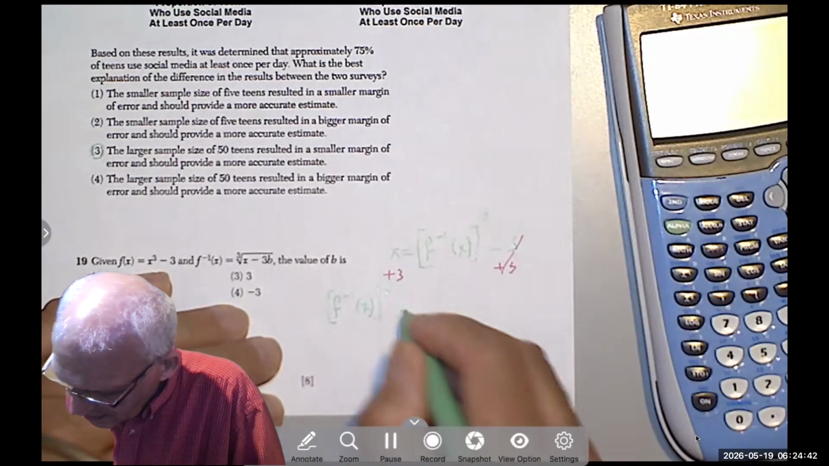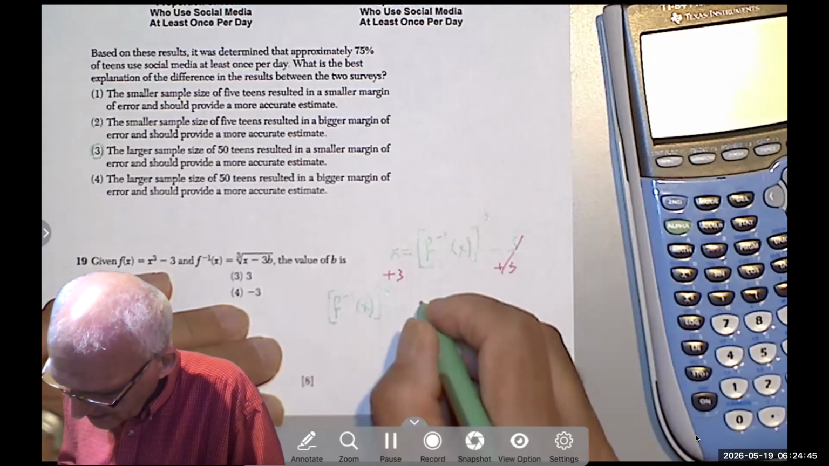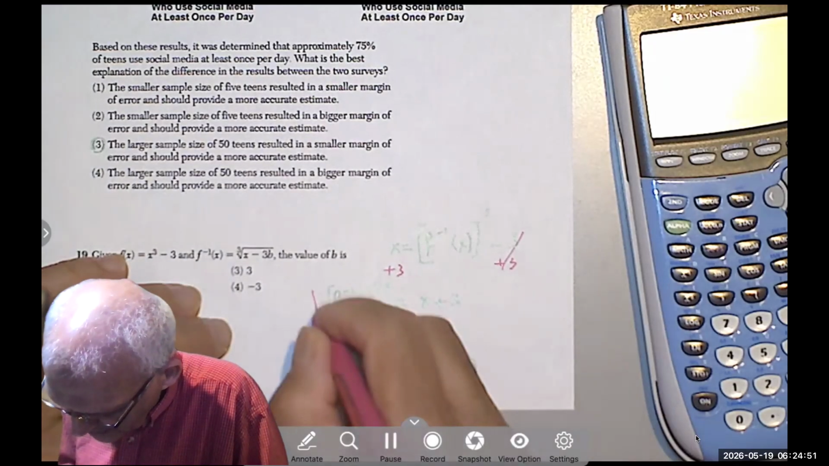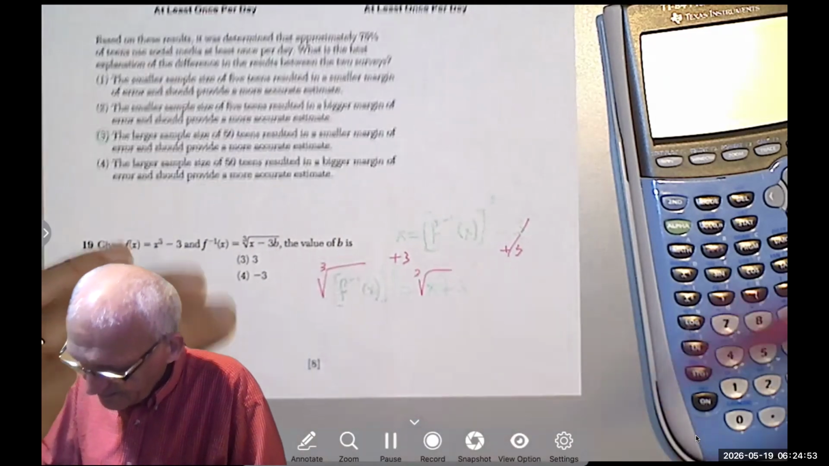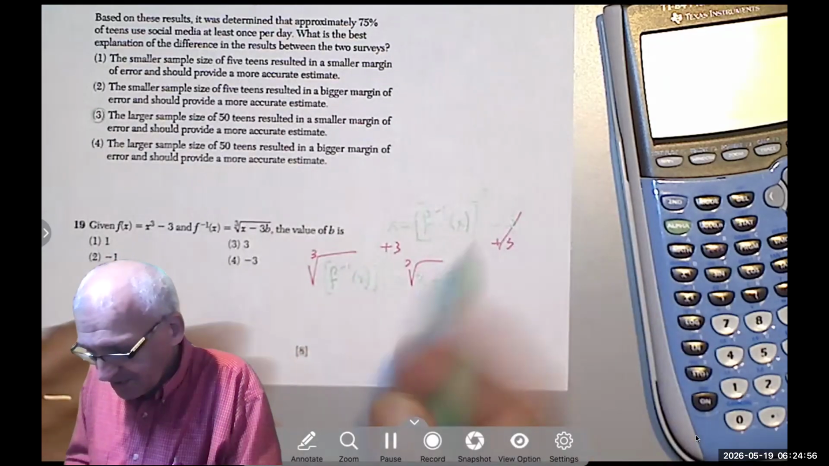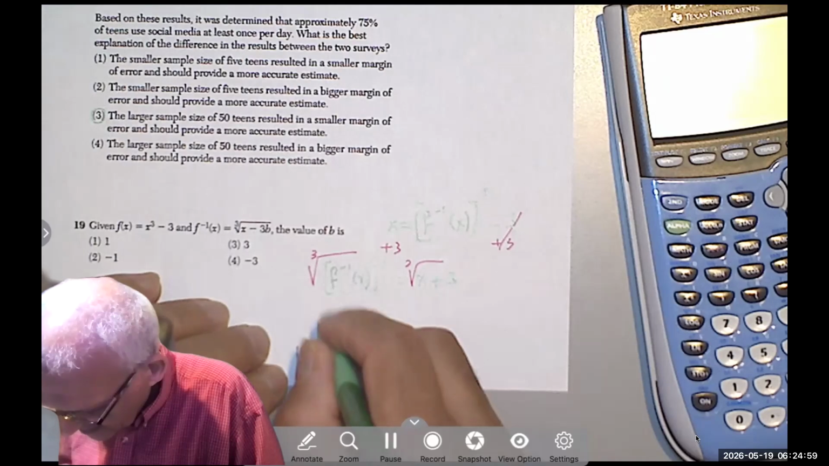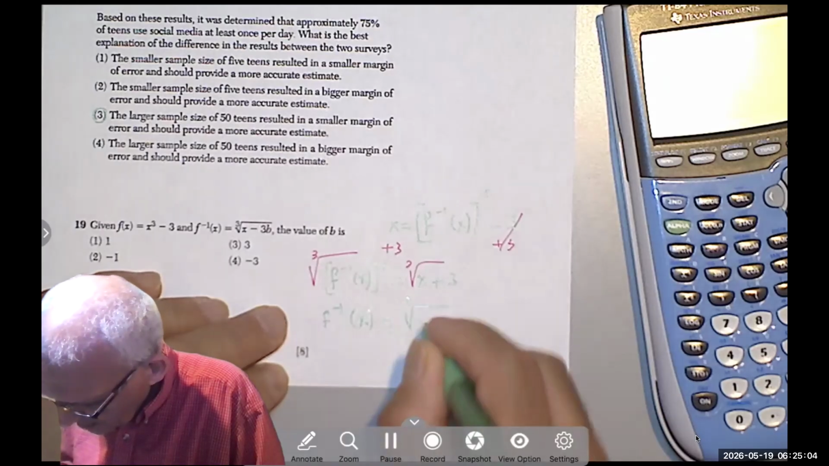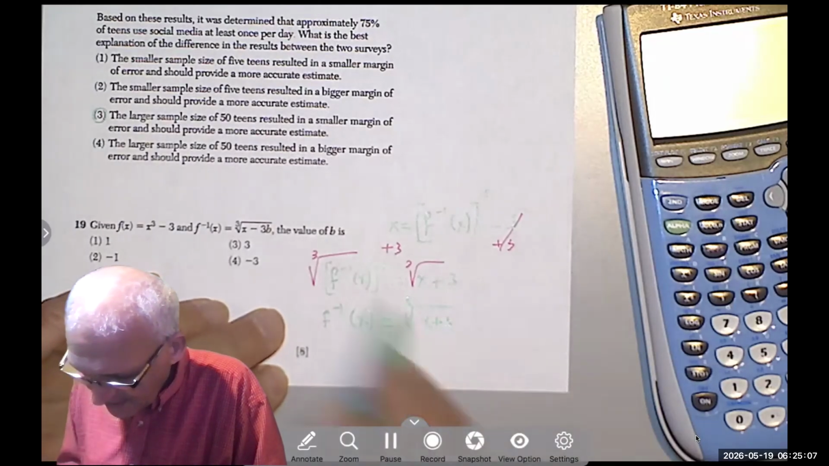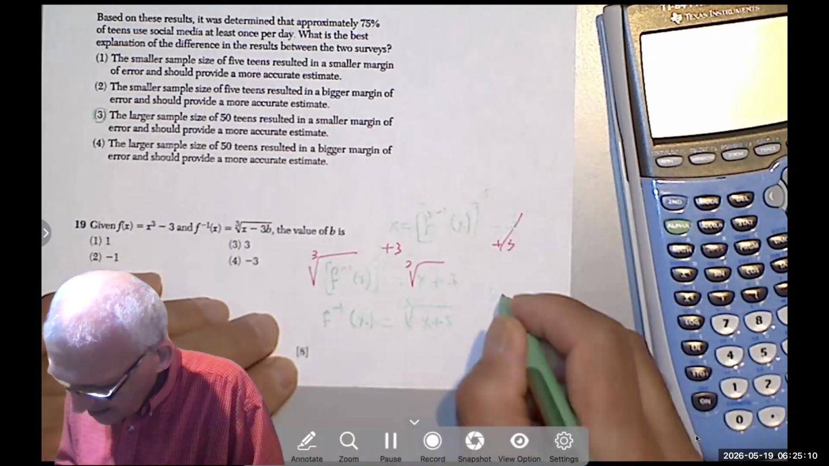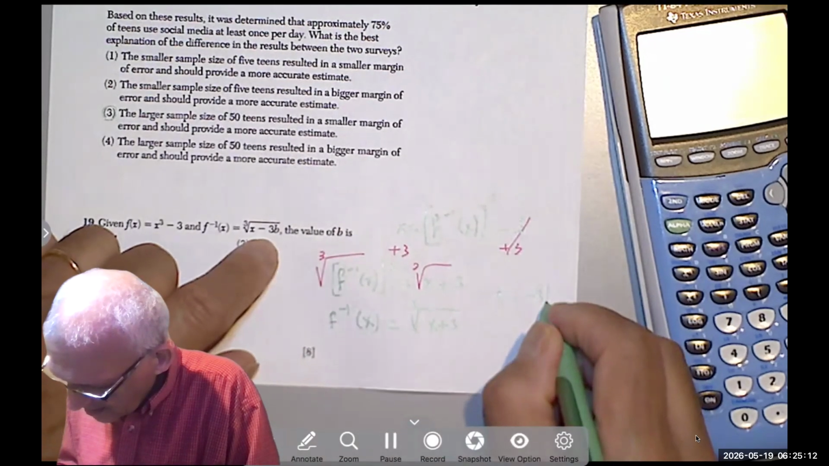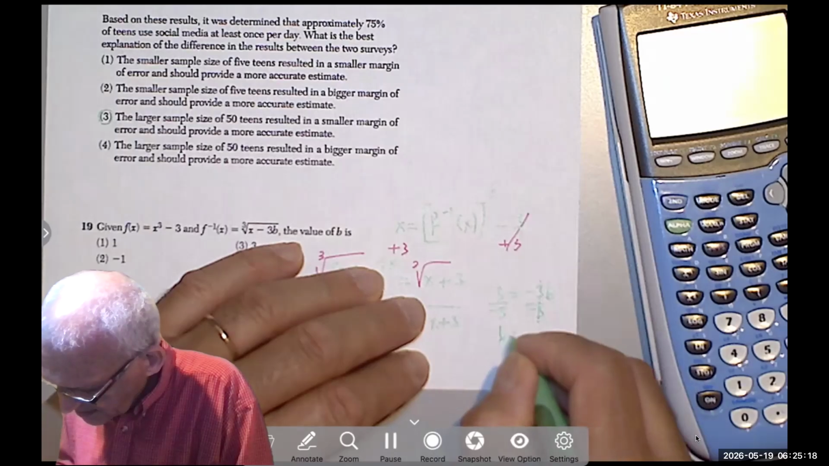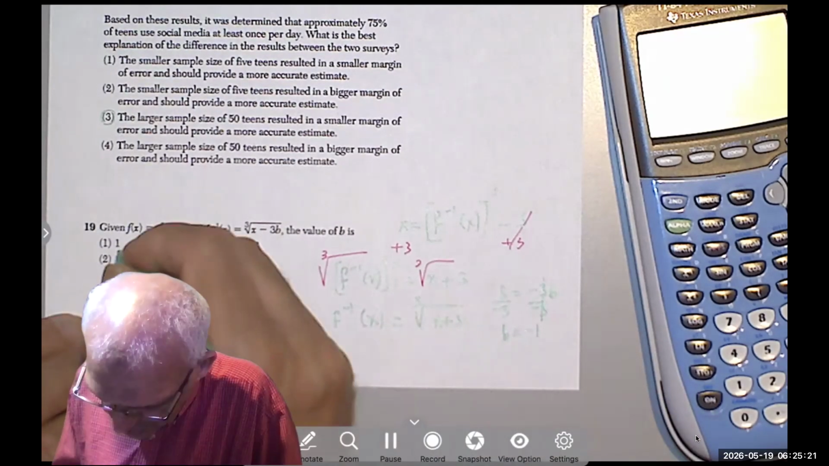cubed equals x plus 3, I'm sorry. And then I take the cube root of both sides. Notice here there is no plus or minus because that's an odd. So I get the inverse function of x equals the cube root of x plus 3. Comparing these two, I see that 3 is the same as negative 3b. So dividing by negative 3, I get b equals negative 1, which is 2.